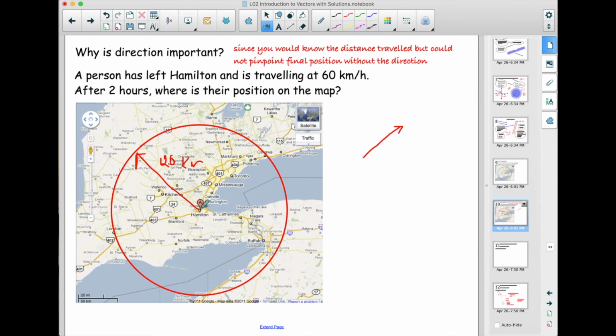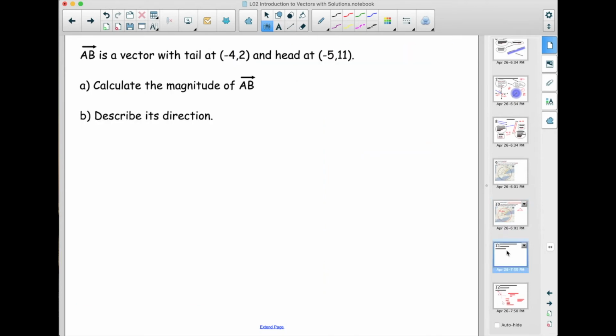If they were, I mean, they could still be in Hamilton, right? Because they just kept changing direction within Hamilton. So direction is important if I want to know the final position. And of course, I would also have to know how many times you had changed direction in order to determine the final position. All right, so we've covered all of our key concepts.